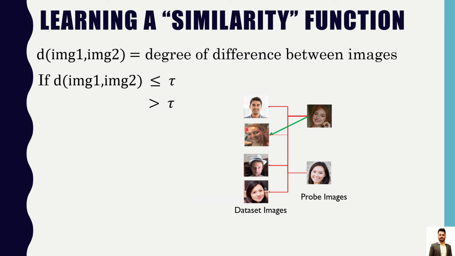Let's say that. You can see in this figure that in the dataset images we have 4 people and in the probe images we have 2 people, and these red arrows mean that the person's face is not similar. This person's face is not similar to any of the faces in the database, so no green line here. And for this person we will see that yes, there is a green line here because the face is matching. Now how to calculate the difference we will see in the later slides.